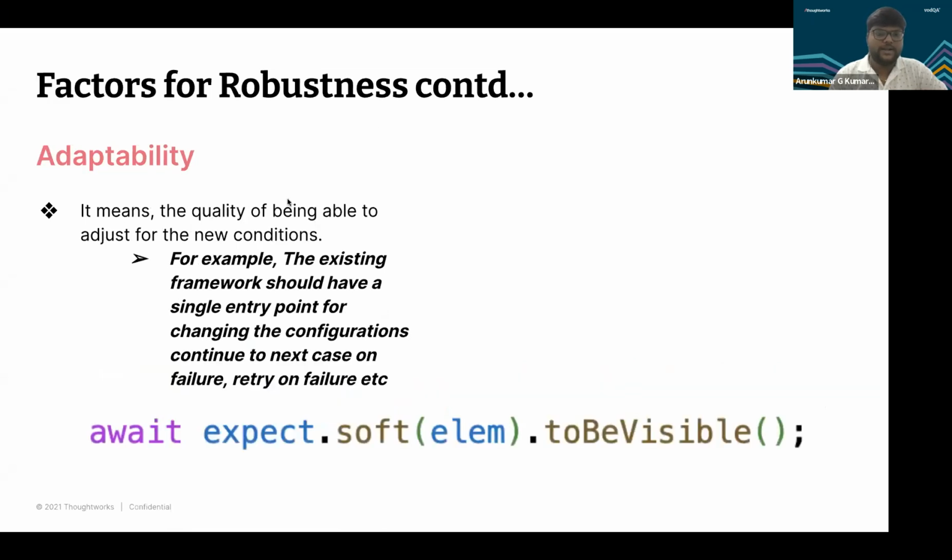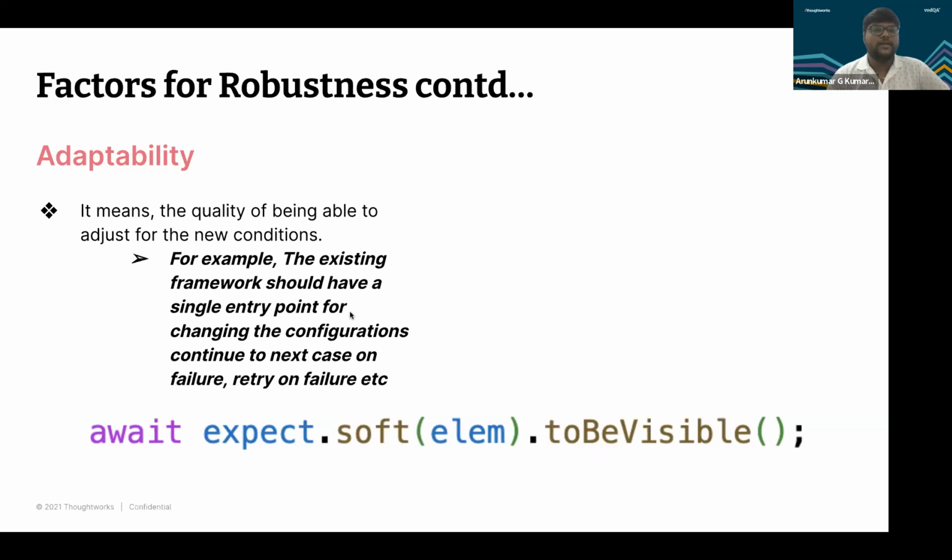So next comes adaptability. Adaptability is, as the normal dictionary meaning says, being able to adjust for new conditions. So let's say my framework should have a single entry point for changing the configurations.